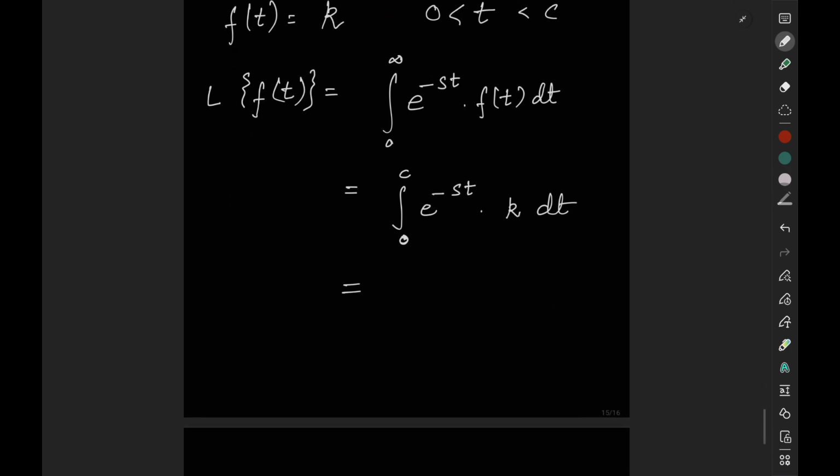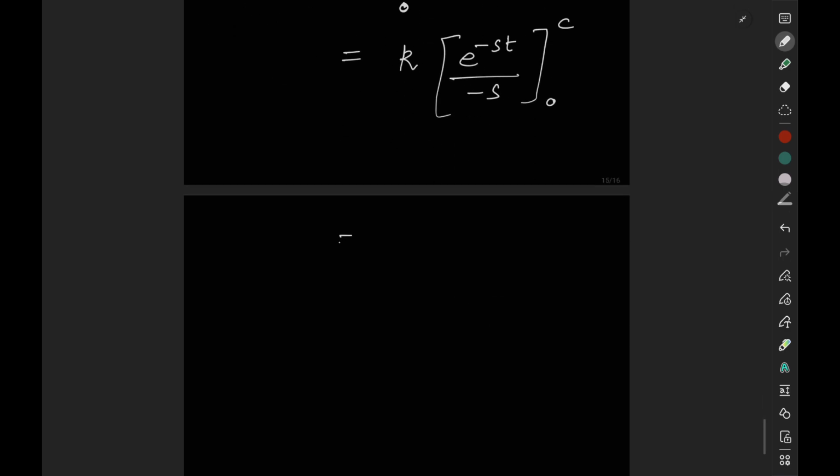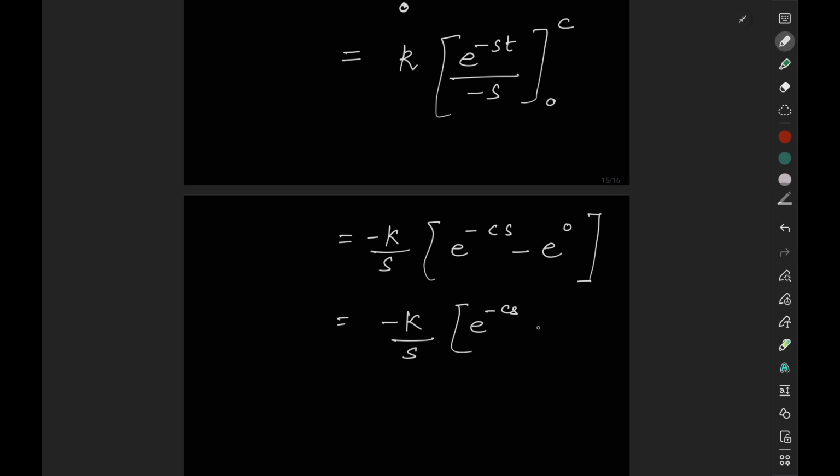This will become k times e to the power minus st upon minus s with limit from 0 to c. This will become minus k upon s, e to the power minus cs minus e to the power 0. This will become minus k upon s, e to the power minus cs minus 1.